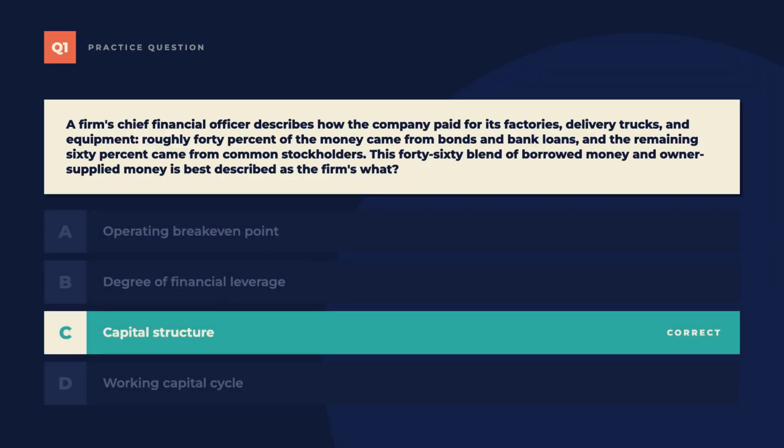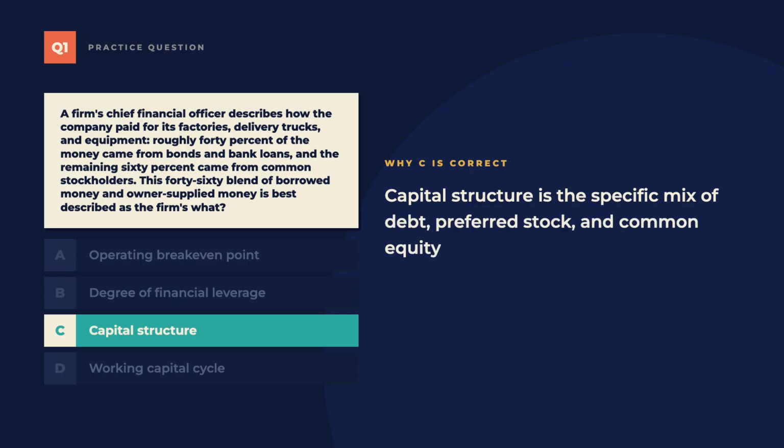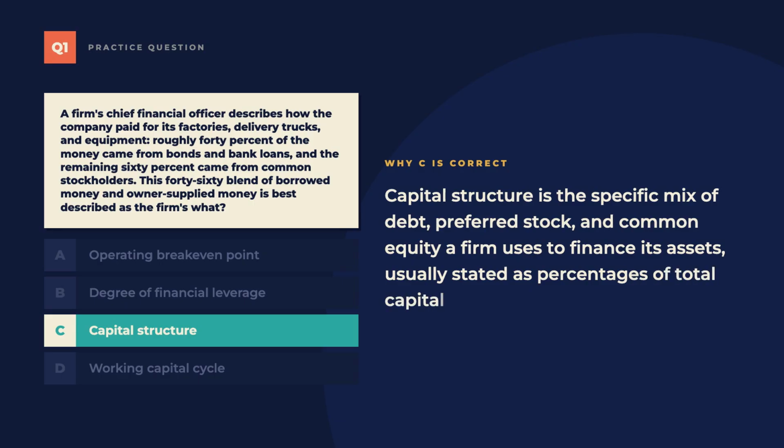The correct answer is C, capital structure. C is correct because capital structure is the specific mix of debt, preferred stock, and common equity a firm uses to finance its assets, usually stated as percentages of total capital. A 40-60 debt-to-equity blend is exactly that mix.